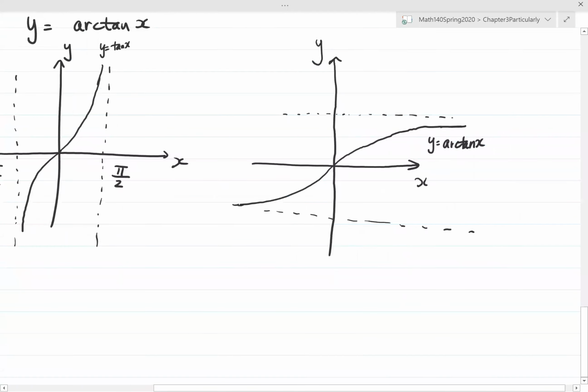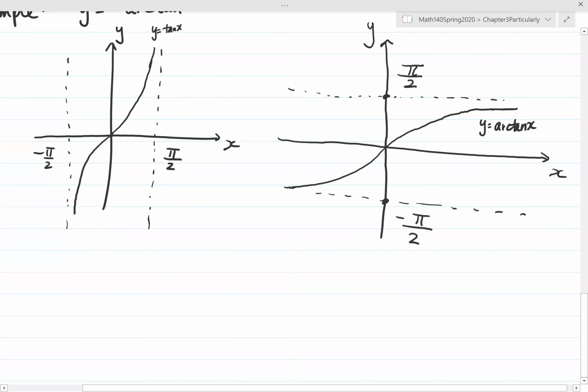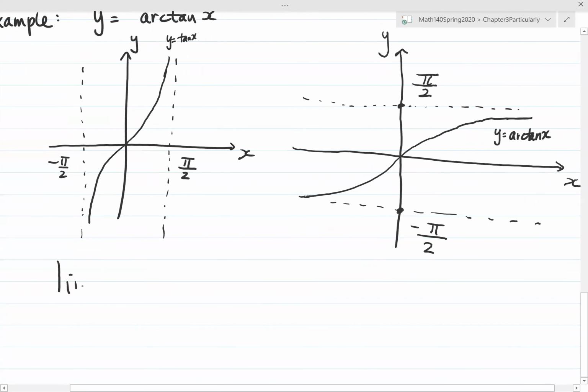Now you see, as x approaches infinity, as the x value becomes arbitrarily large, the y value approaches a number. By symmetry, this number is pi over 2. On the other side, this number is negative pi over 2. All right, so we have the limit as x approaches infinity of arctan x is pi over 2.